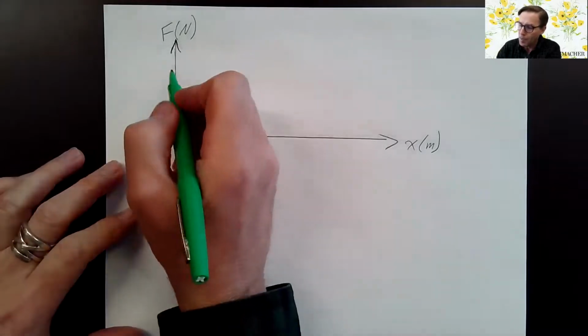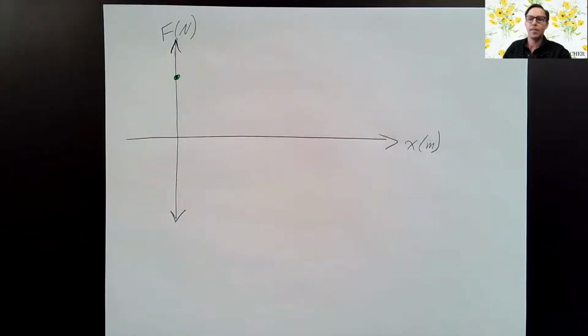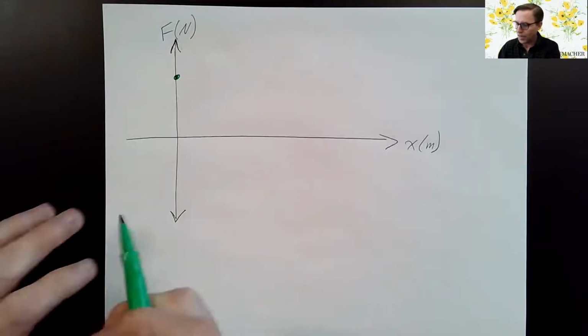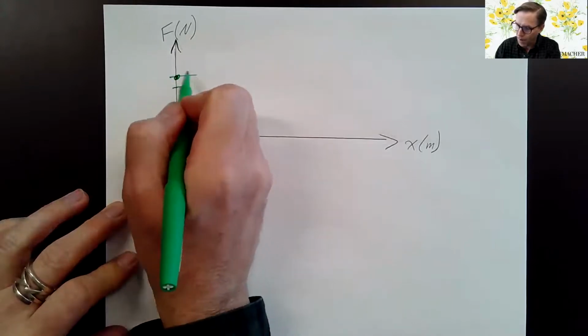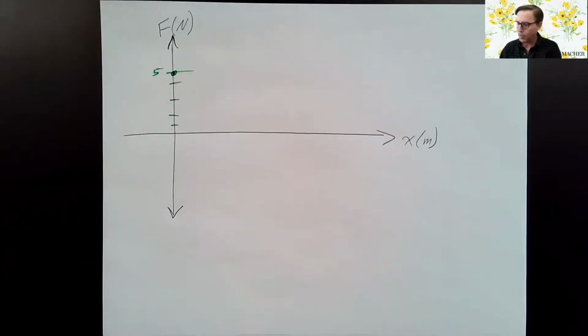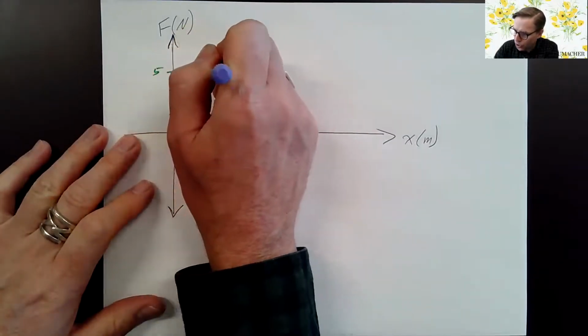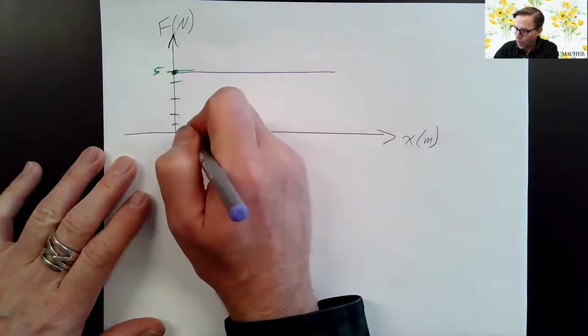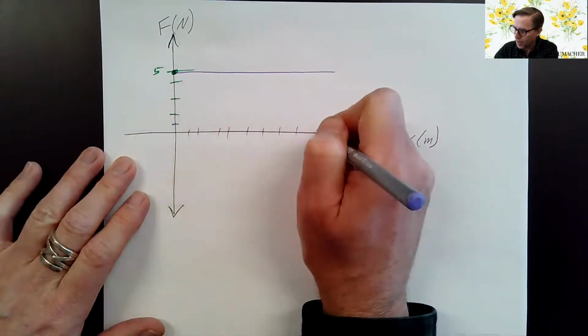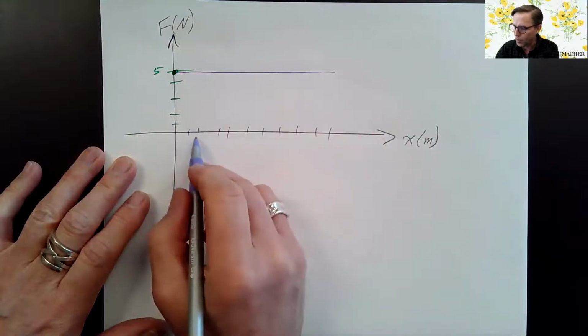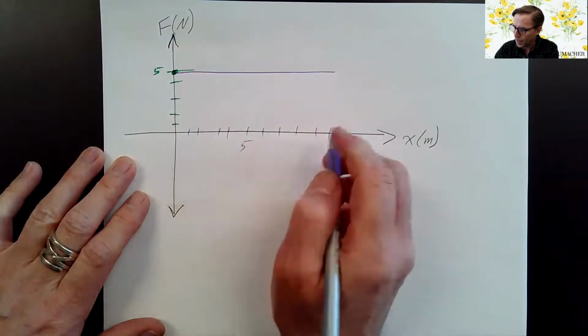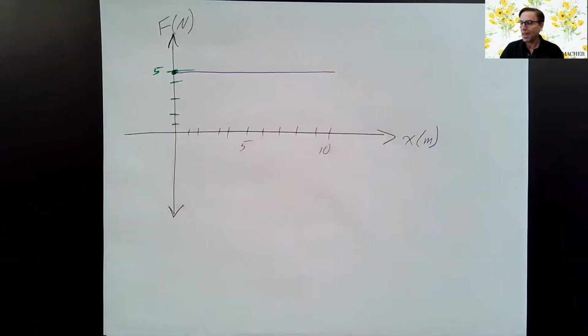Let's say I push an object, get my coffee cup, and I push it with a force of 5 newtons. So I can have 1, 2, 3, 4, 5. And I'm going to push it with that force of 5 newtons for 10 meters. 1, 2, 3, 4, 5, 6, 7, 8, 9, 10. Sorry, those aren't evenly spaced, but you'll forgive me. How much work did I do on the coffee cup if I pushed it with a force of 5 newtons for 10 meters?